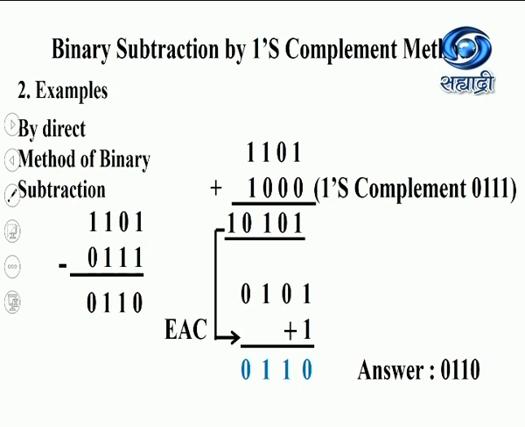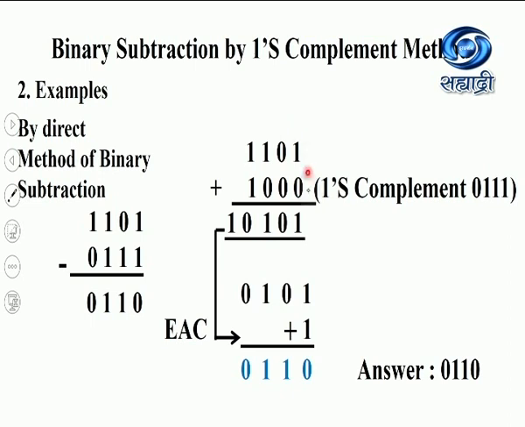So this is the subtraction of two binary numbers. The same example we are going to solve by the ones complement method. The first number here is 1101. The second number is 1000. Actually, it is the ones complement of the second number, that is 0111. So we are going to add these two binary numbers.